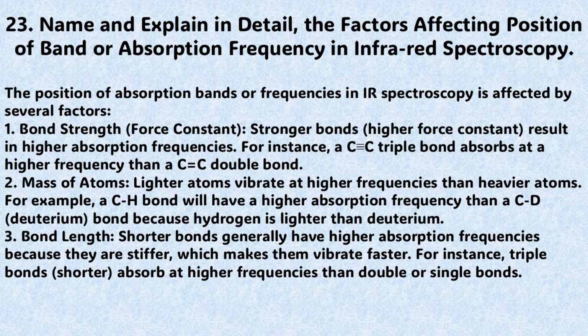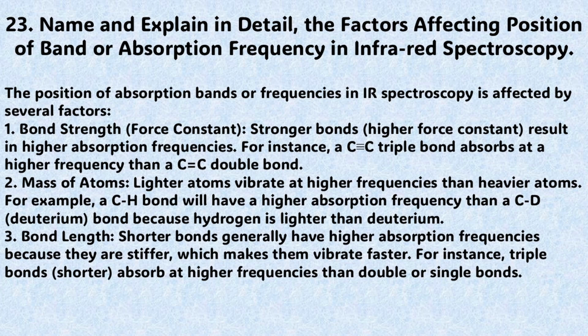Name and explain in detail the factors affecting position of band or absorption frequency in infrared spectroscopy. The answer to this question is very simple. The position of absorption bands or frequencies in infrared spectroscopy is affected by several factors. Bond strength, force constant: stronger bonds, higher force constant, result in higher absorption frequencies. For instance, a C≡C triple bond absorbs at a higher frequency than a C=C double bond.